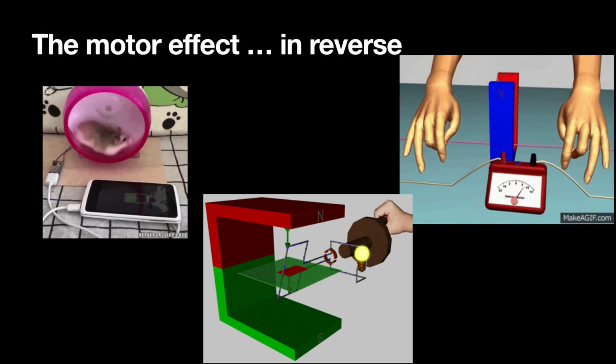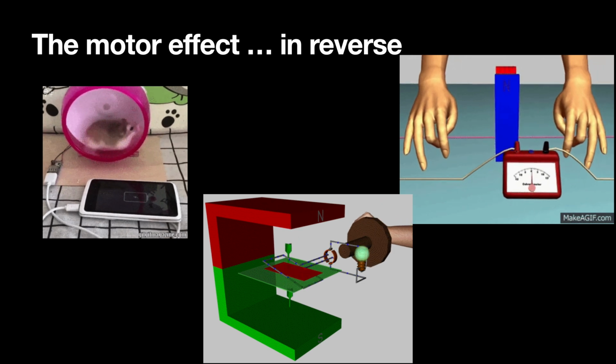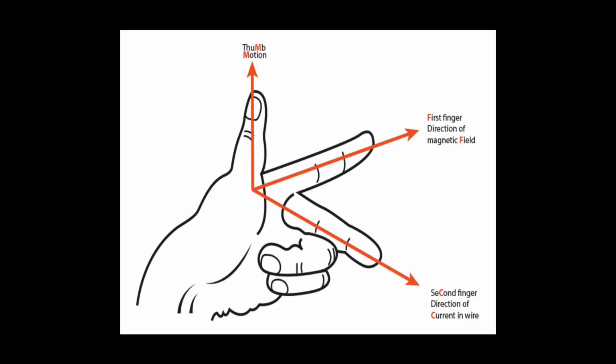For this lesson, the other thing we need to recall is Fleming's left-hand rule. First, form your hand into the shape shown on the screen. The thumb represents the motion of our current carrying wire. Our first finger shows the direction of the magnetic field, and the second finger shows us the direction of the current.